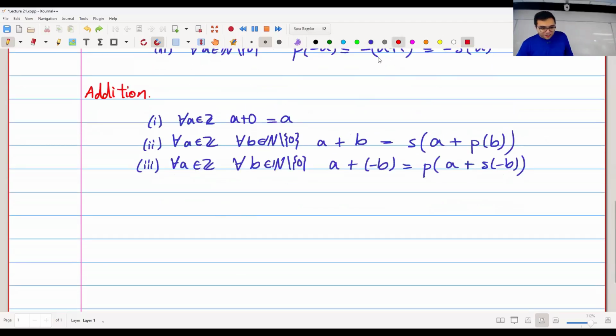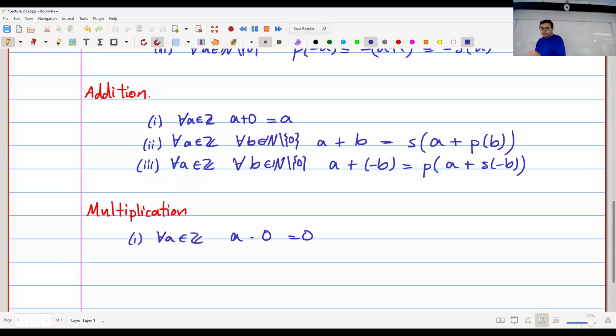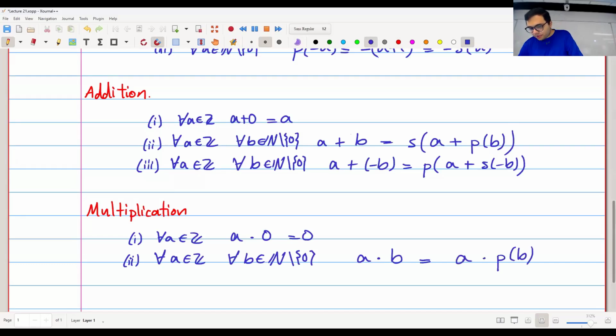Finally, I can go to multiplication. I was doing multiplication while thinking I was doing addition. Here again, the idea is very similar. If I multiply something by 0, so for every A in Z, A times 0 is going to be 0. Now, if I multiply by a positive number, so for every A in Z and every B, I want A times B. I can first say take A times the predecessor of B and add A.